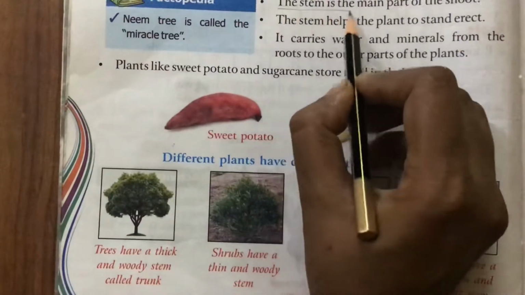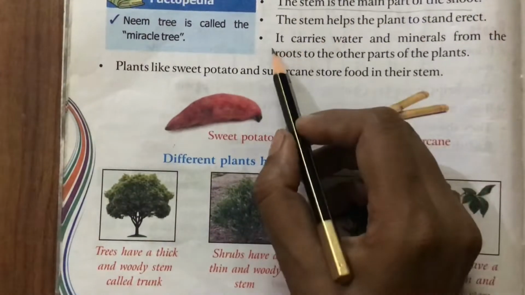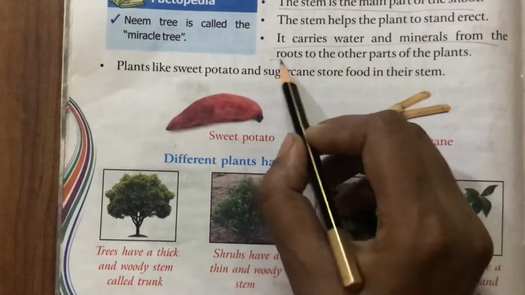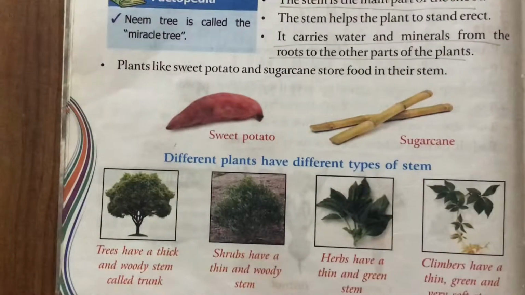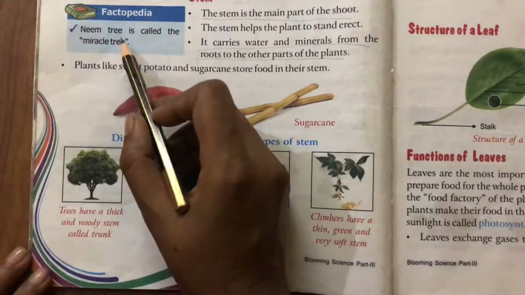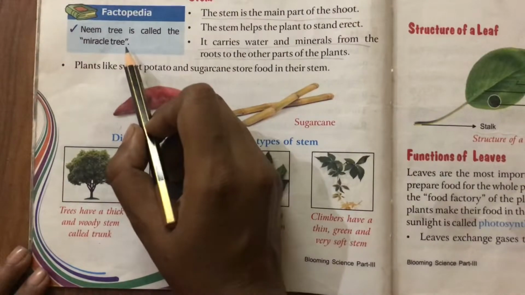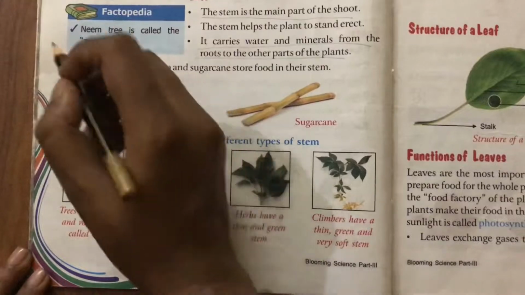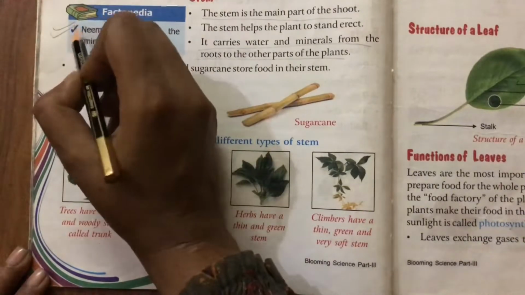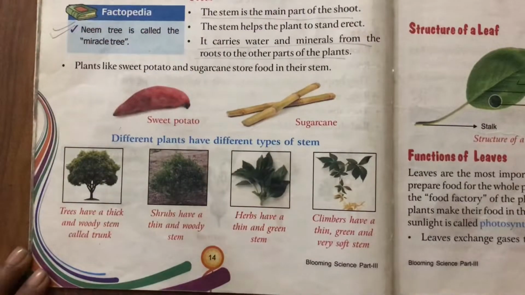Now, the stem is the main part of the shoot. It carries water and minerals from the roots to all parts of the plant. Now, children, you have to study Factopedia also. That is, neem tree is called the miracle tree. Why? Because we get so many things from neem tree. That's why it is called miracle tree. It is a medicinal plant. Okay, you learn that also.